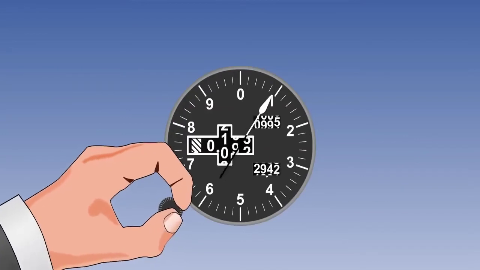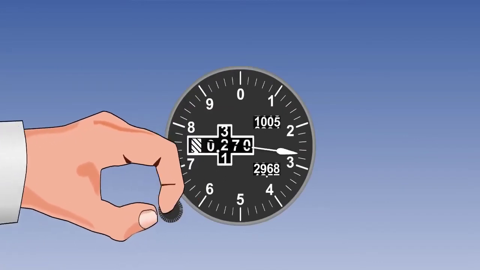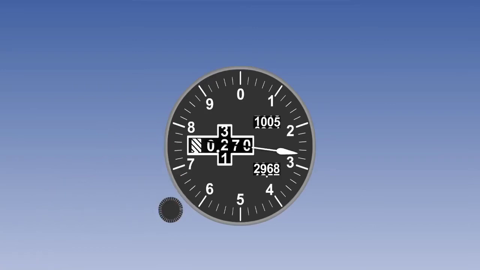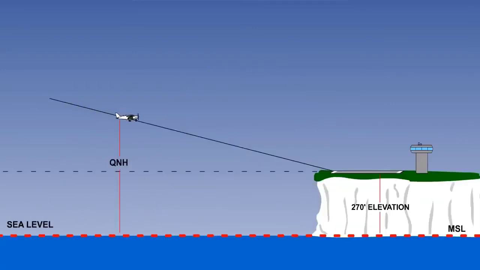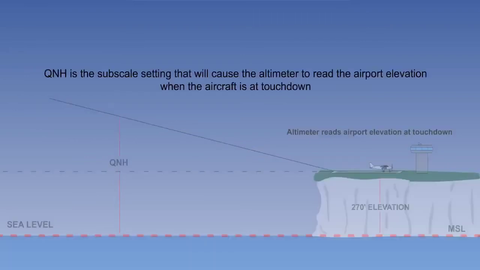QNH is the subscale setting that will cause the altimeter to read the airport elevation when the aircraft is at touchdown. Broadly, it gives a pilot his altitude above mean sea level, but this is not the correct definition because of the possibility of temperature errors. The definition to be used is always the one we have just given. Look at it now and remember it.